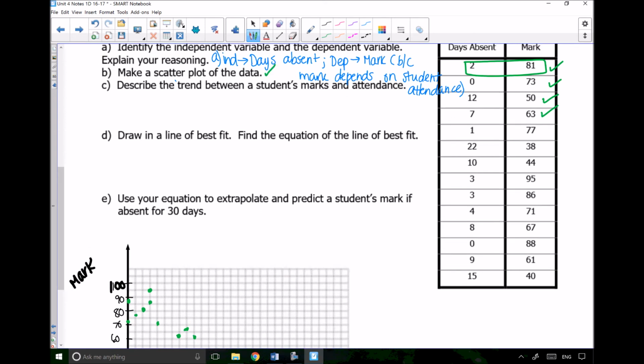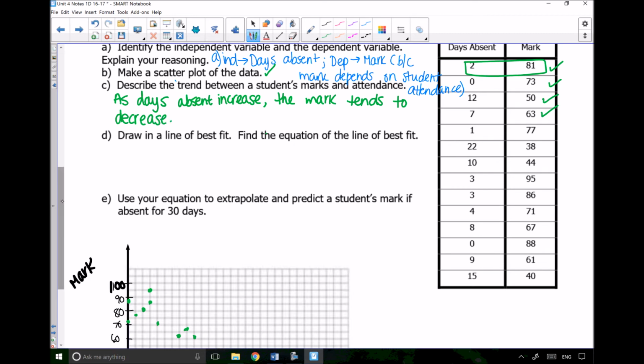Okay, so question C says describe the trend between a student's marks and attendance. So it's really clear to see that as days absent increase, the mark tends, not always, but tends to decrease. So that's the trend between the two.